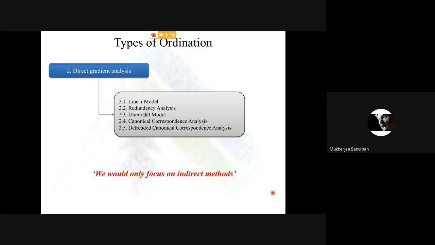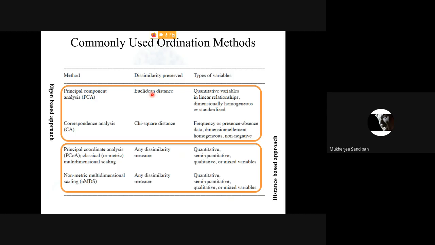The second part is direct gradient analysis. I will not go into the detail. It will probably take another two to 3 weeks just to go into all the methods. But there are methods like linear model, redundancy analysis, unimodal models, canonical correspondence analysis, and detrended canonical correspondence analysis. These are parts of direct gradient. We'll only focus on indirect.